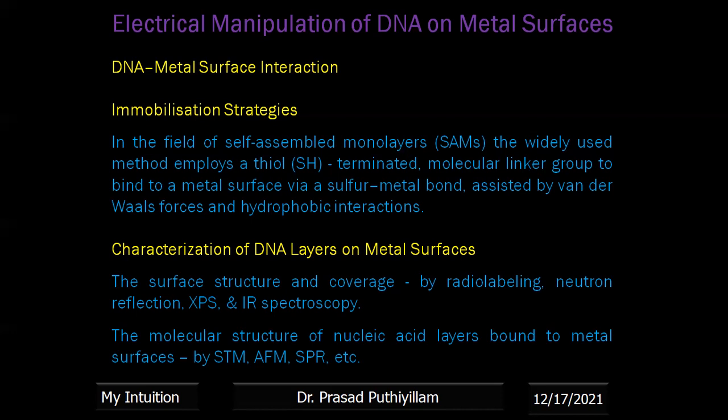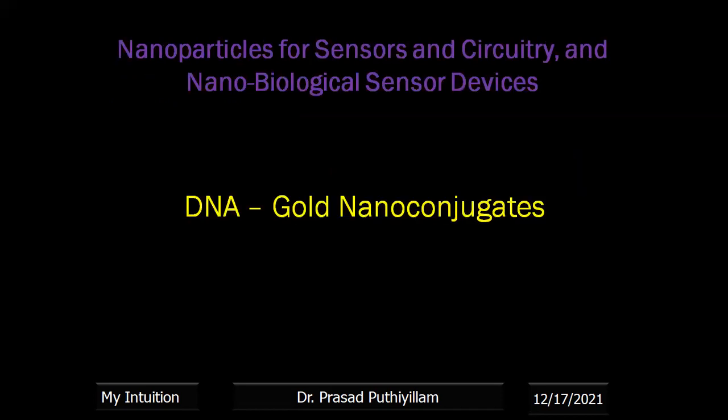Now, after attaching the DNA molecule on the metal surface, different characterizations were done of the surface structure and coverage by radio labeling, neutron reflection, X-ray photoelectron spectroscopy (XPS), or even IR spectroscopy. The molecular structural studies of nucleic acid layers bound to the metal surface were done with scanning tunneling microscopy, atomic force microscopy, and surface plasmon resonance.